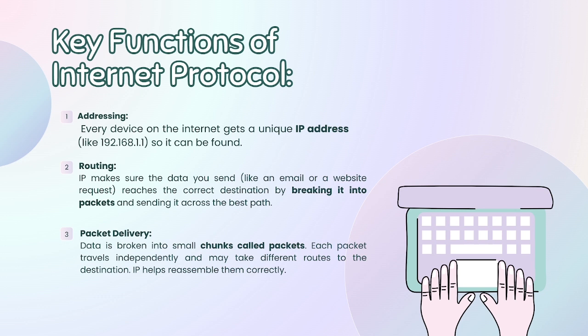Number 3, packet delivery. Data is broken into small chunks called packets. Each packet travels independently and may take different routes to the destination. IP helps to reassemble them correctly.